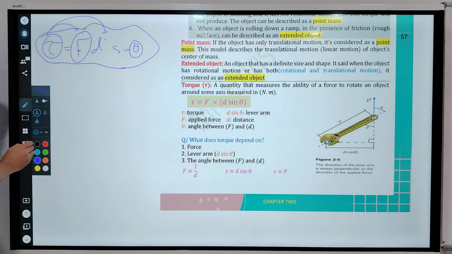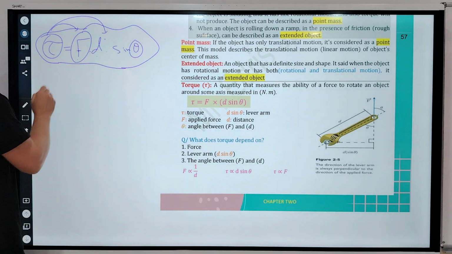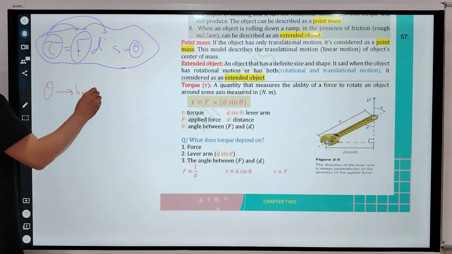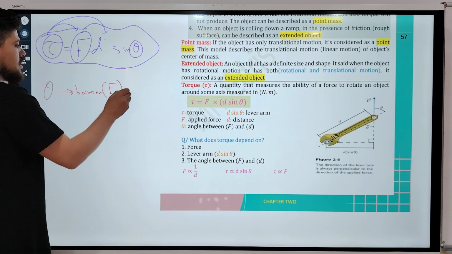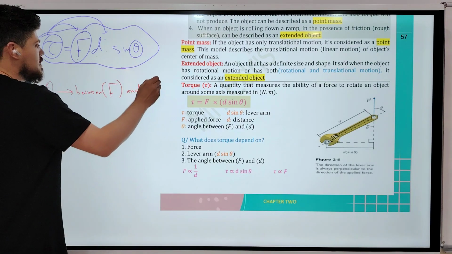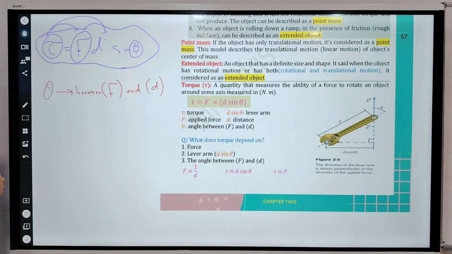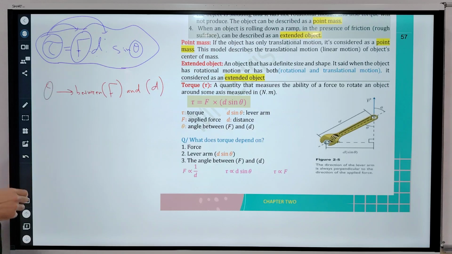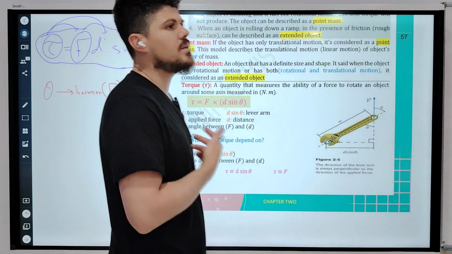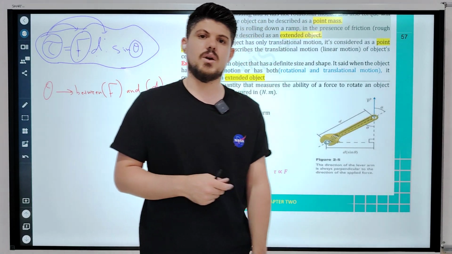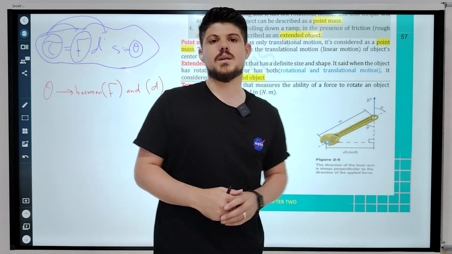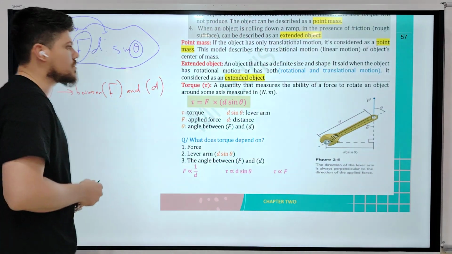What is this angle? This angle is between what? Between the force and the distance, or the arm of the object. Be careful. This angle is the angle between F and D. In the case when the angle is not given between force and the distance, you have to try to change this angle between force and the distance. Be careful.